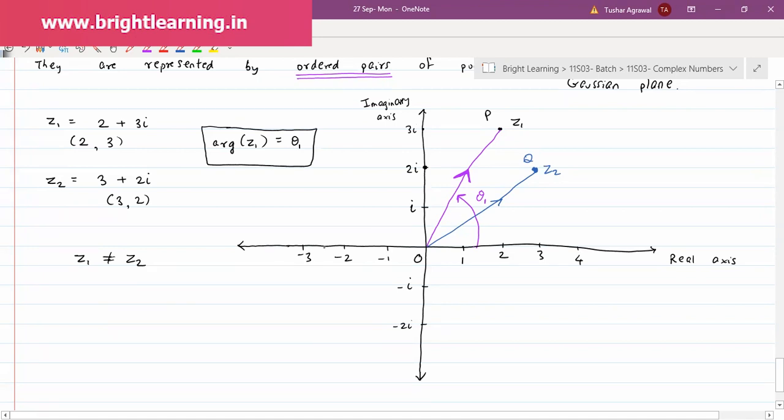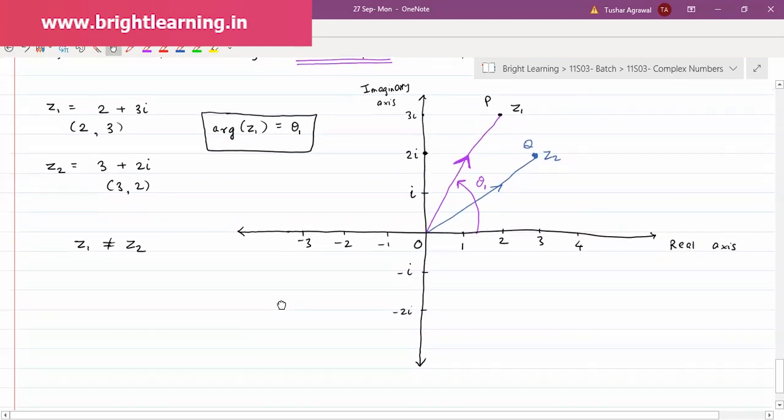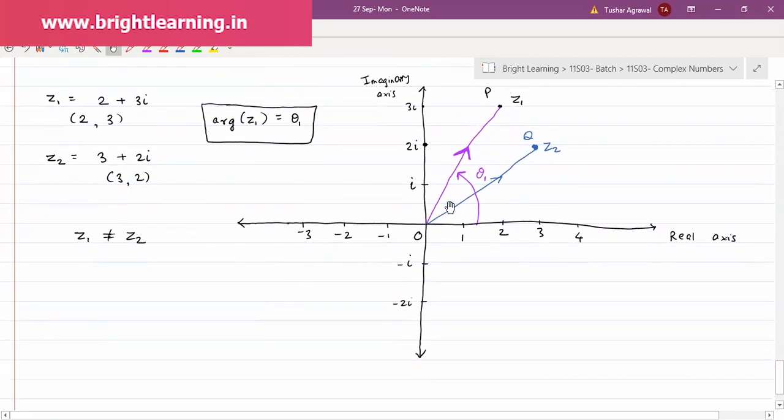Z1 not equal to Z2. This is the representation of complex numbers. So to represent a complex number, you have to plot the real part on the real axis and the imaginary part on the imaginary axis.